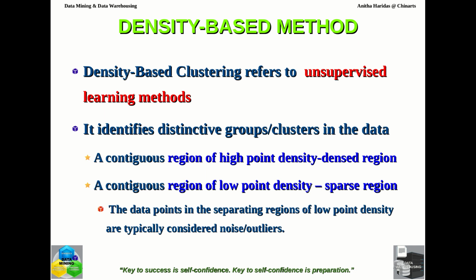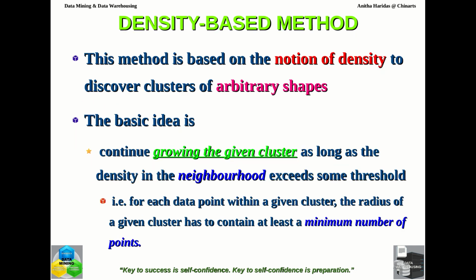So what it will do, a contiguous region of high point density, which we call as dense region, will be identified, or a contiguous region of low point density, which we call as sparse region, will be identified. And the data points which are lying in the sparse region, the low point density region, they are known as noise or the outliers of the given data set. So this density based method is based on the notion of density to discover the clusters of arbitrary shapes.